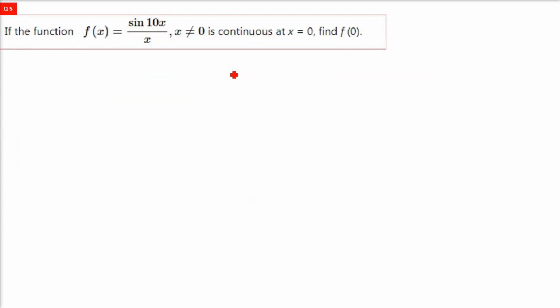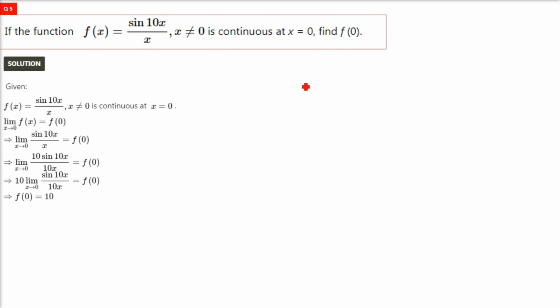If the function f(x) is equal to sin 10x by x, for x not equal to 0, is continuous at x equal to 0, find f(0). Okay. Now, the same way we will proceed. It is sin 10x by x.